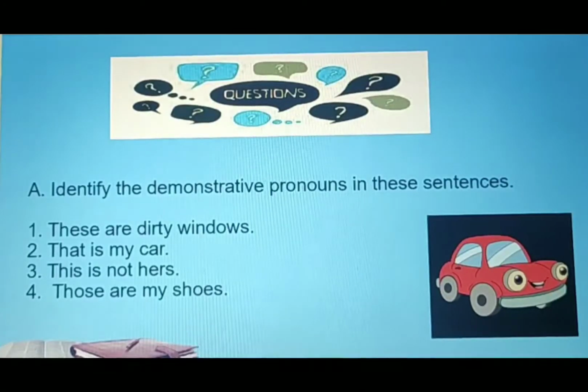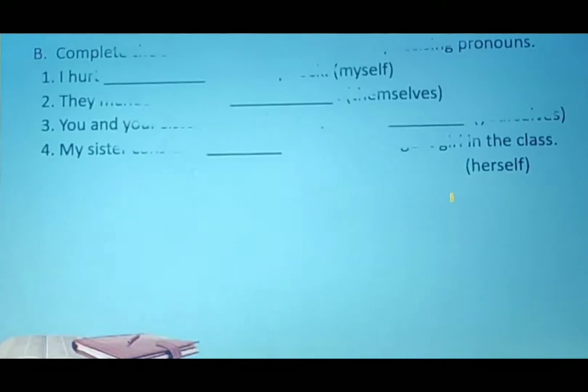That is my car. That is the demonstrative pronoun in the sentence. Look at the third one. This is not hers. This is the demonstrative pronoun here. Last one. Those are my shoes. Those is the demonstrative pronoun in this sentence, because those points out at the shoes that are mine.